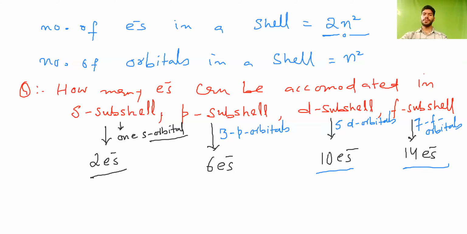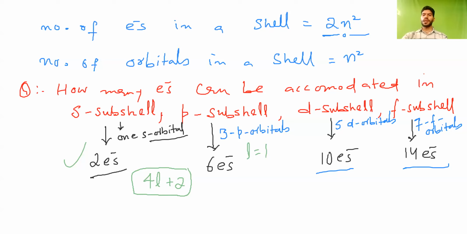What was the formula? The formula was 4l plus 2. This is how to calculate the number of electrons in any subshell. For example, in case of the s subshell, what is the l value? The l value is 0. So 0 into 4 is 0, 0 plus 2 is 2. In case of the p subshell, the l value is 1. So 4 into 1 is 4, 4 plus 2 is 6.